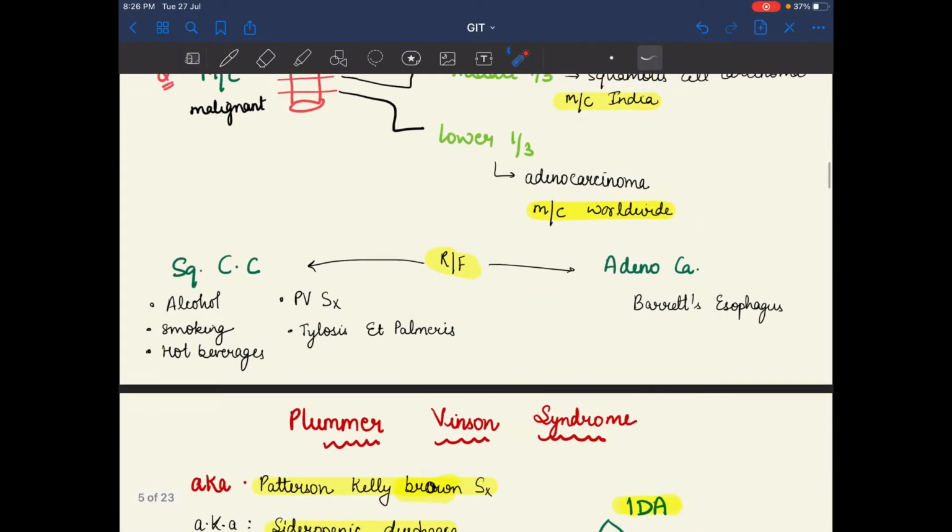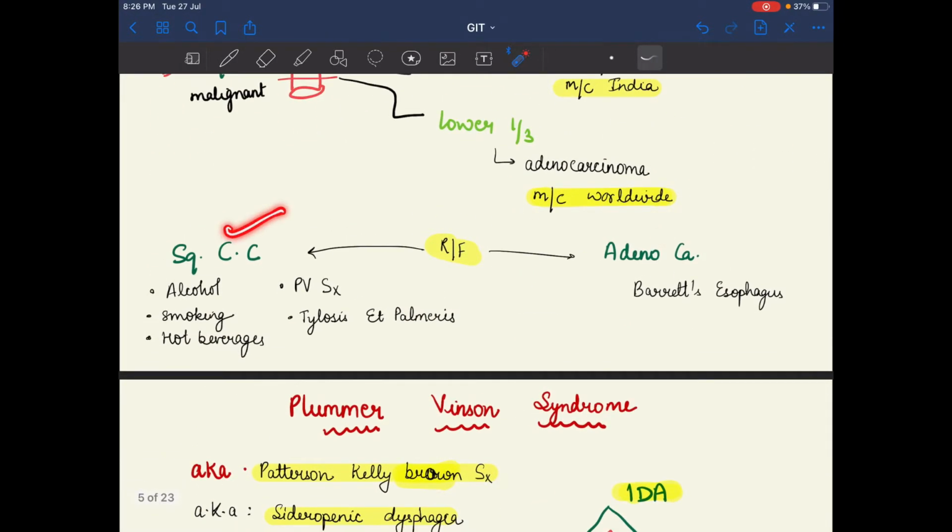Now what are the risk factors for squamous cell carcinoma and adenocarcinoma? The adenocarcinoma risk factor is Barrett esophagus, and for squamous cell carcinoma we have ASH, that is alcohol, smoking, and hot beverages. The other risk factors are Plummer-Vinson syndrome and tylosis palmaris. So next, let's revise some points about Plummer-Vinson syndrome.